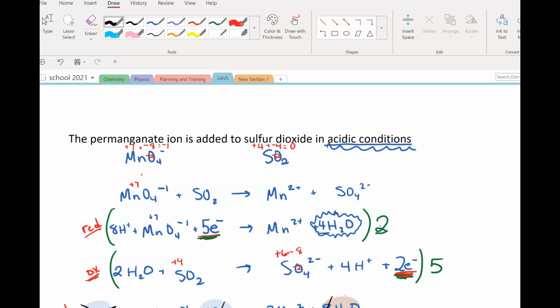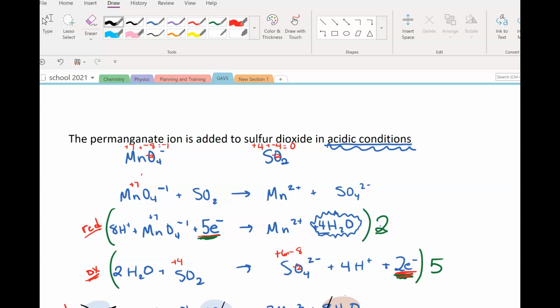So I know that here my manganese was +7. It's going to go to +2 by gaining 5 electrons. I have to account for my oxygens here by formation of water, which will require 8 hydrogen ions from my acidic solution. For my oxidation, in the sulfate ion, oxygen's a -2. There are 4 of them for an overall -8 charge. The charge on the sulfate ion is -2, so that must mean sulfur has become +6. It was +4, now it's +6. It must do that by freeing up 2 electrons.